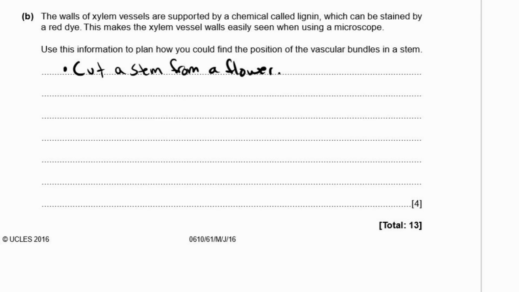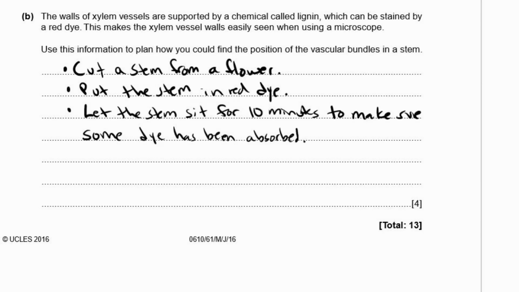Then what do you do with that stem? You put it in red dye. So you put the stem in red dye. Instead of putting the stem in red dye, you could put red dye onto the cut surface of the stem. That's all right as well. Then you want to let the stem sit for a certain amount of time so that the dye can be absorbed into the stem, let's say 10 minutes. That's just an arbitrary number I've chosen. It should definitely have absorbed some by 10 minutes, but it depends how long the stem is really. Then what do you do there?